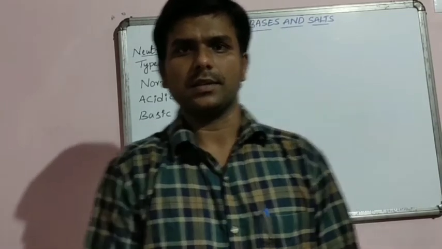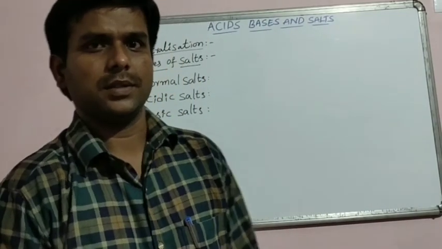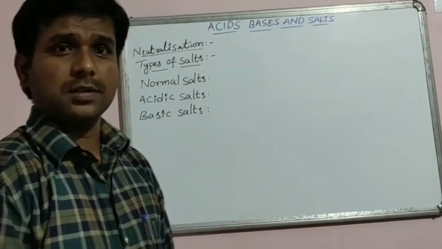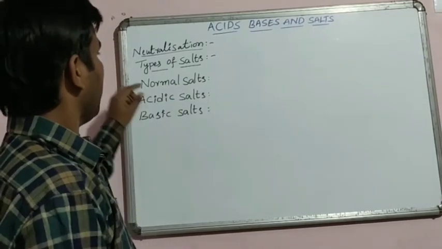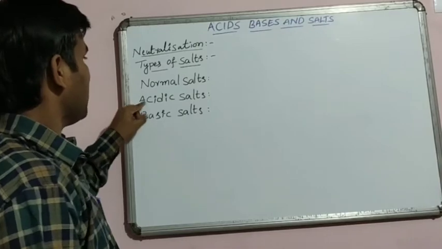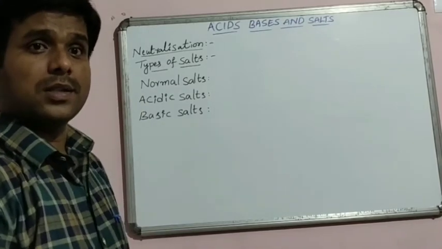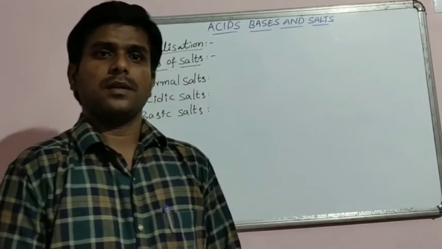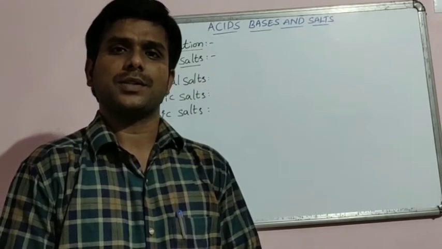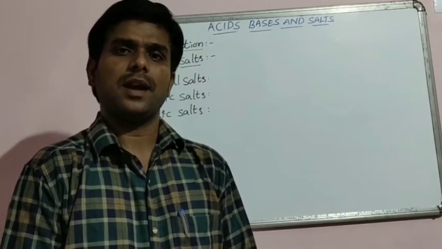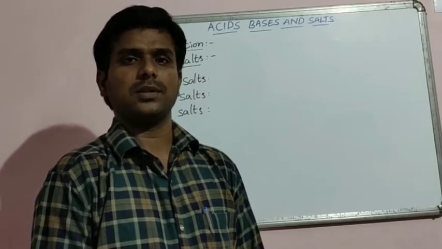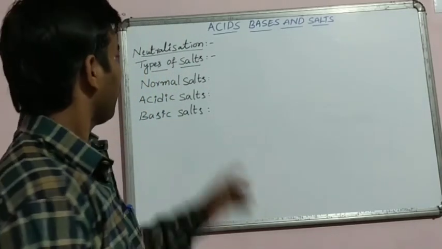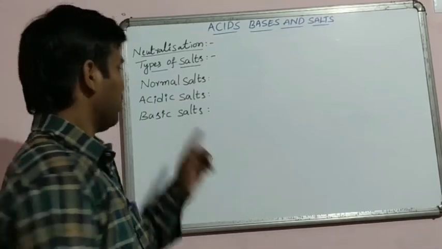In the last class we discussed the acid-base chapter, neutralization, and types of salts. In types of salts we have normal salt, acidic salt and basic salt. In the last class we discussed normal salt. Normal salt is a salt formed by complete neutralization of the hydrogen ions of an acid by a base. Today we are going to discuss acidic salt and basic salt.